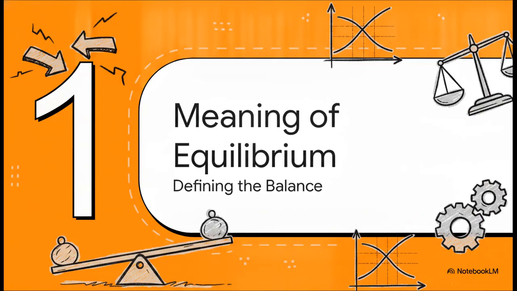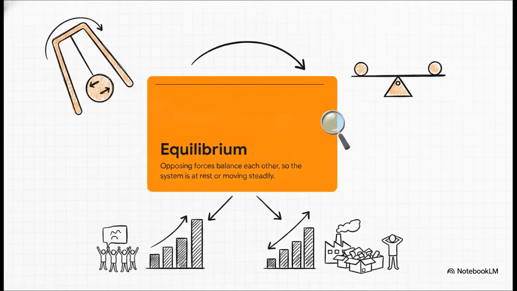Section 1. The meaning of equilibrium, defining the balance. Because before we can jump into talking about money, revenues, or specific markets, we really have to understand the foundational rule of opposing forces that runs in the background of all economic activity. Think of equilibrium kind of like a pendulum finally coming to a stop. It's a position where opposing economic forces have perfectly balanced each other out. This leaves the whole system either completely at rest or moving along a very steady path.